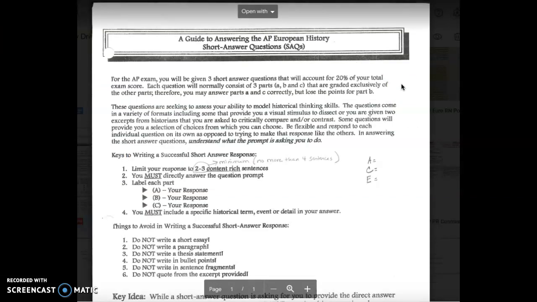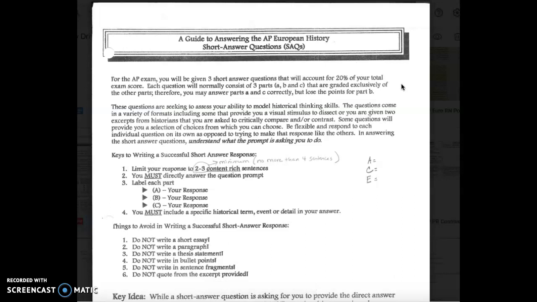These handouts that I'm going to be referring to are posted on our Canvas page, so you can either refer to them or you can print them out and have your own copy. It's completely up to you. So this is just some general information from the AP College Board about short answer questions on the European History exam for the College Board.